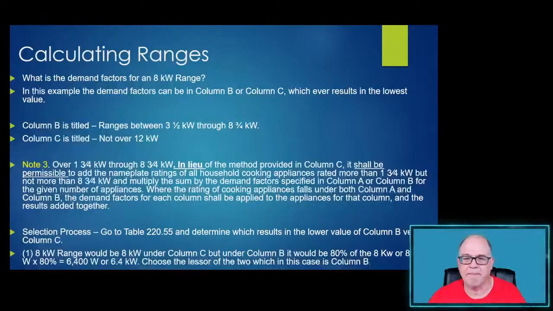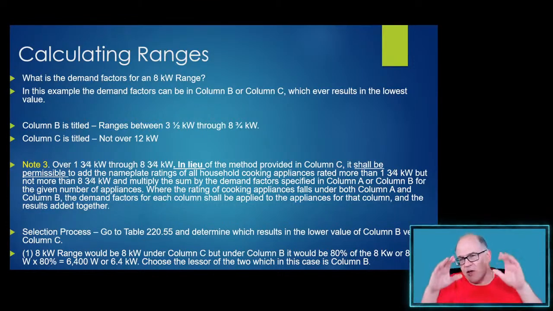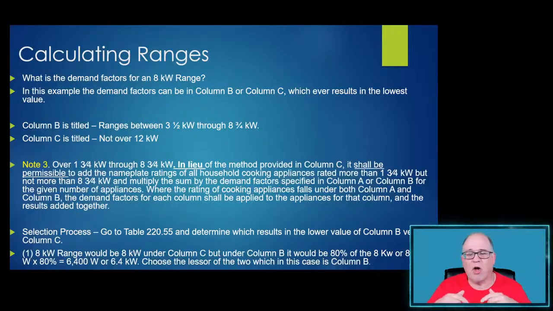Let's get a little more complicated. All right, now, what are the demand factors for an 8 kW range? Okay, so we changed it a little bit, right? Remember, column B says 8.5 through 8 3/4. Get your code book, look at 220.55 in that table. But also, column C comes into play because it's not over 12. And remember that little parentheses at the top that said that in all cases you use column C? But you have an allowance in note 3. It says all cases use column C unless note 3 is applicable. Well, guess what? Note 3 is applicable here.